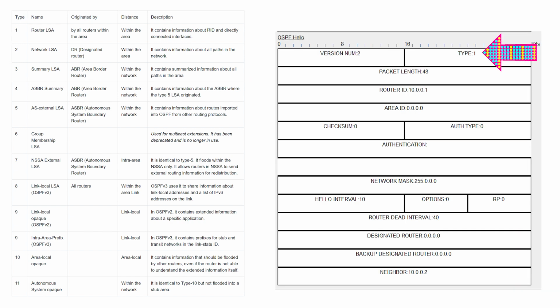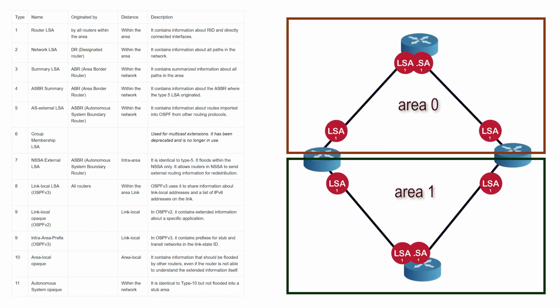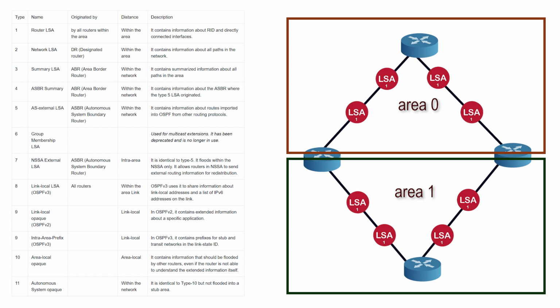An LSA Type 1 message is known as a router LSA. OSPF routers use LSA Type 1 messages to advertise their router ID and information about directly connected networks. LSA Type 1 messages do not cross the area boundary. They remain within the area.